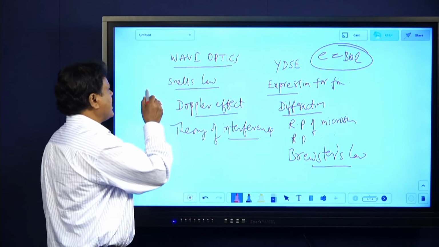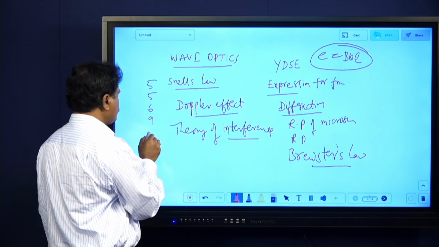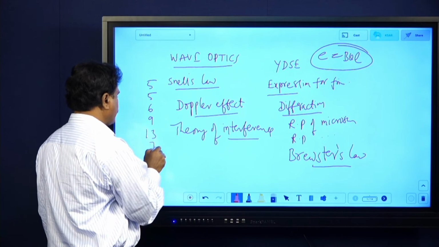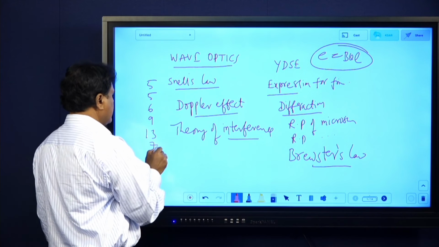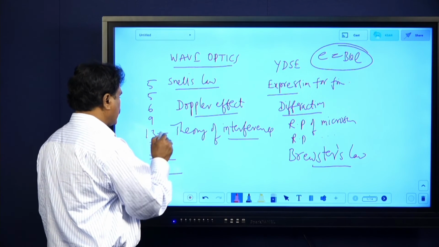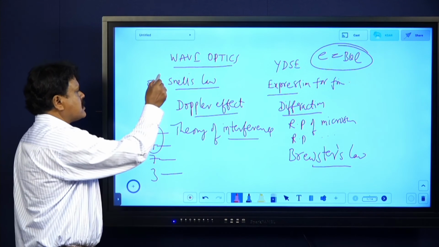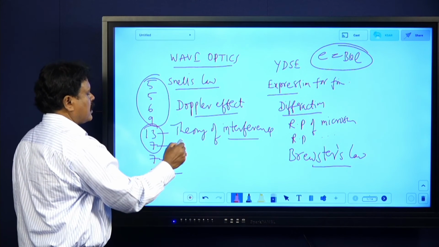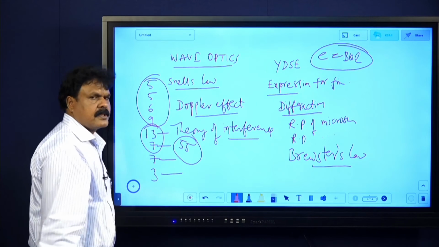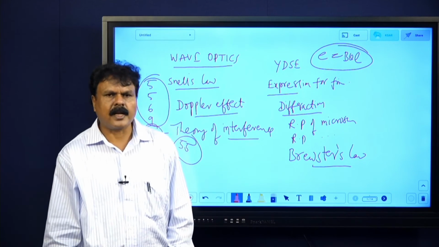Once again I told you many times, that is 5 plus 5 plus 6 plus 9, and then 13 plus 7 plus 7 plus 3. This is magnetism and matter, alternating currents, electromagnetic waves, current electricity. Here only 30 marks, and this is 25, 55 marks, and then you can play. Then you can play means what? You can take choice.